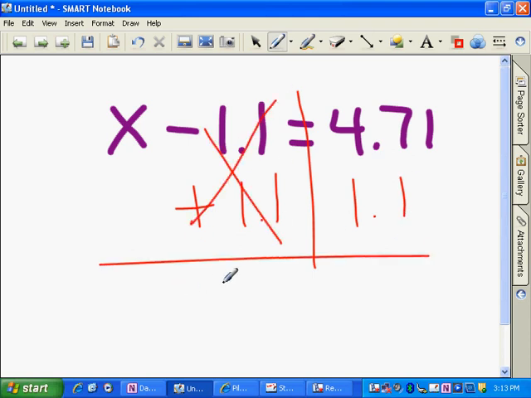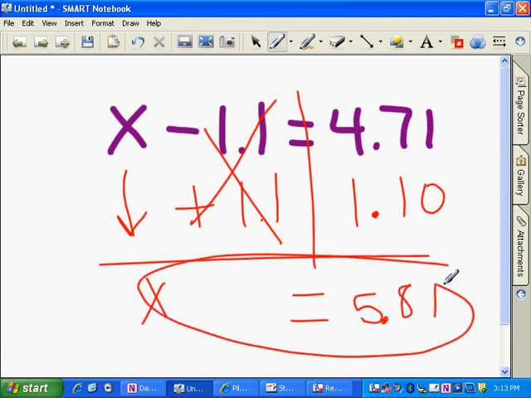The minus 1.1 plus 1.1 cancels out, so we're left with x on the left. And then on the right, we have 4.71 plus 1.1. Now remember, when you're adding decimals, you have to line them up, just to make sure that you're adding the correct places together. So when we add, we end up with 5.81, and it works because 5.81 minus 1.1 is 4.71.